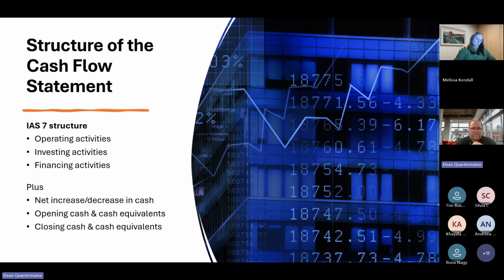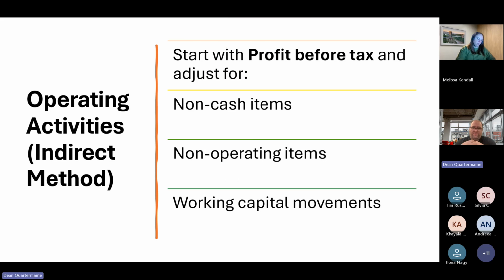So if you read any books on this topic, you'll see they talk about direct and indirect methods. Now, I'm not going to talk tonight about the direct method, mainly because that's not the method that's examined in the AAT world. In the AAT world, we very much use the indirect method.